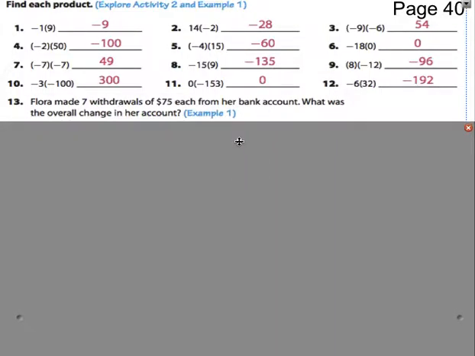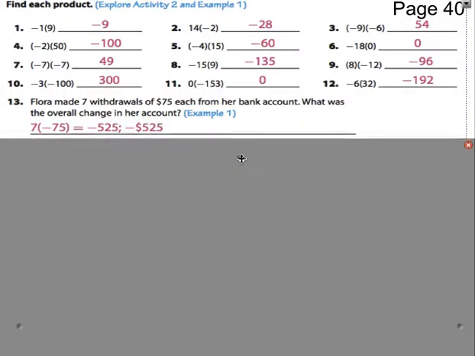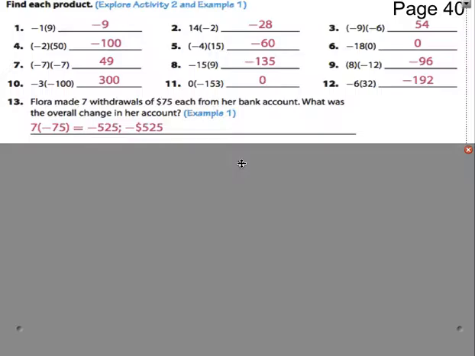Number 13, Flora made 7 withdrawals of $75 each from her bank account. What was the overall change in her account? So we have our problem here. You have to set it up. 7 times negative 75 equals negative 525. So she had withdrawn $525 from her account.